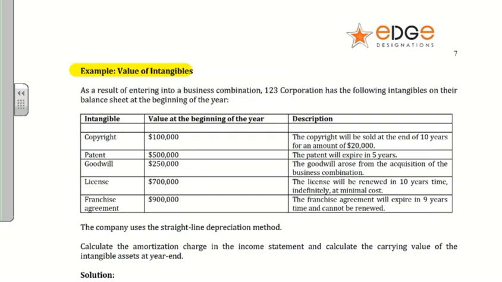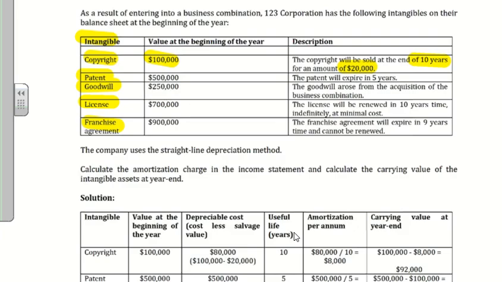Okay, and here's some nice examples of intangibles: copyrights, patents, goodwill, licenses, franchise agreements. I'm not going to look at all of them with you, but let's just have a look at some of them. My copyright, it's worth $100,000. The copyright will be sold at the end of 10 years. That is its useful life. And what's its value at that date? $20,000. Let's see what I do.